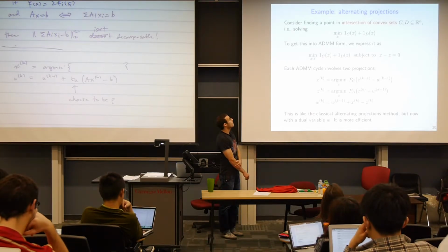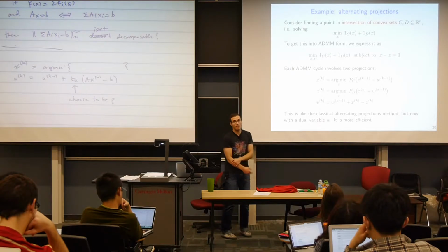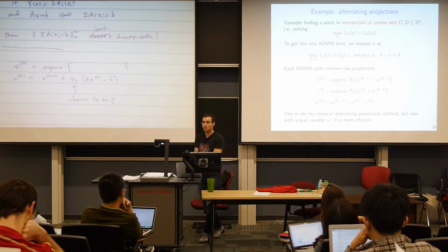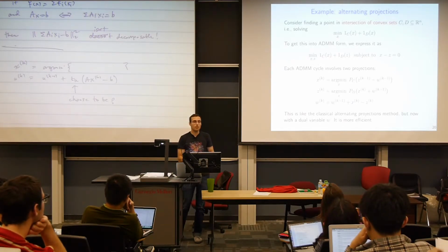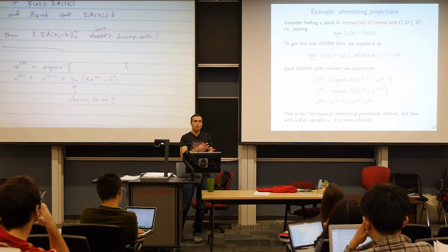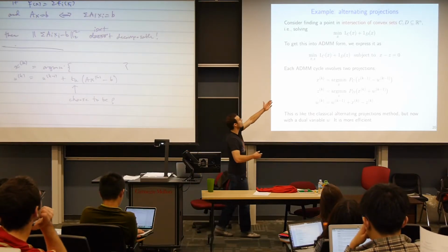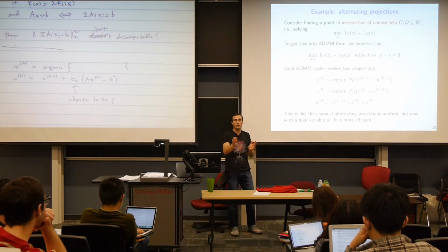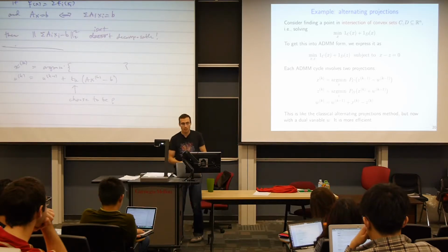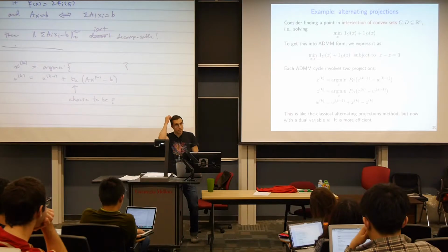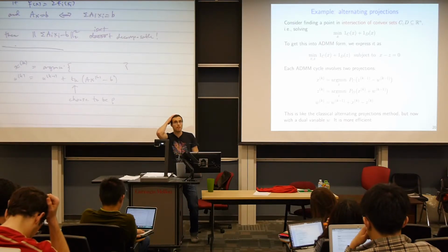I want to find a point that's in the intersection of two sets C and D. And we saw a way to do this with the subgradient method. We set up a problem that we minimized with the subgradient method, and the result of applying the subgradient method to that problem was alternating projections. So we project onto C, then onto D, then onto C, then onto D, et cetera. And eventually we settle somewhere in their intersection. ADMM offers a different way of doing this. It's different than the classical alternating projections method, and it's more efficient.